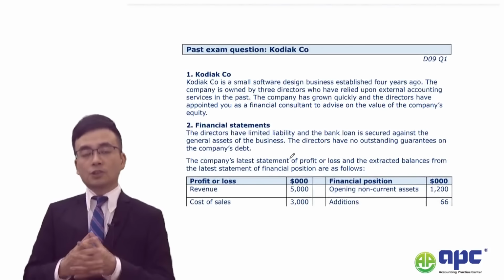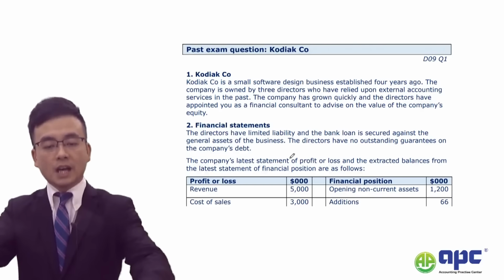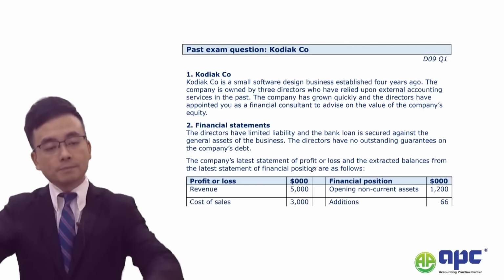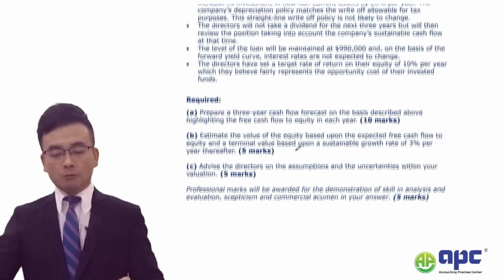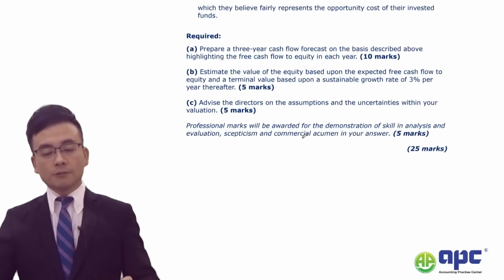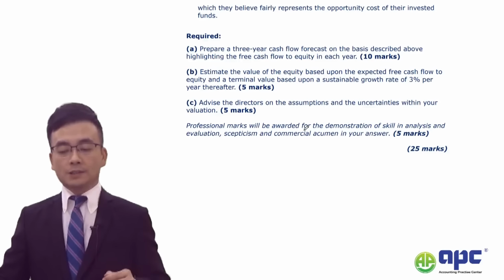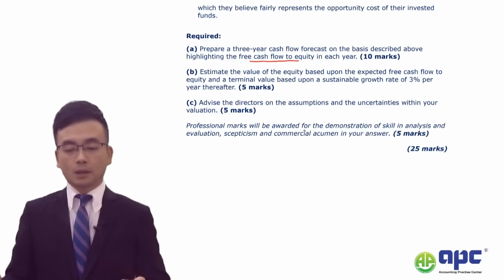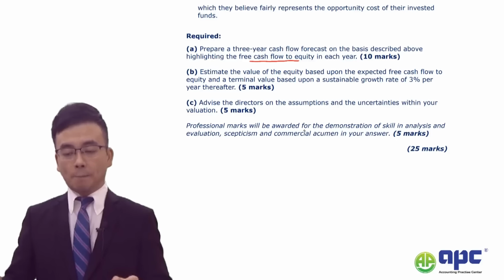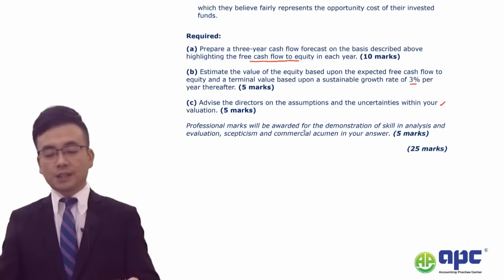It's time to move on to another question, slightly more complicated. It's called Kodiak Company. Again, it is the free cash flow question here. Now, reading through the requirements. Firstly, you're required to prepare a 3-year cash flow forecasts basing on the free cash flows to equity. Again, okay. And then estimates the value of equity basing on the expected free cash flows to equity and terminal value if the growth rate is 3%. And advise the assumptions and uncertainties.